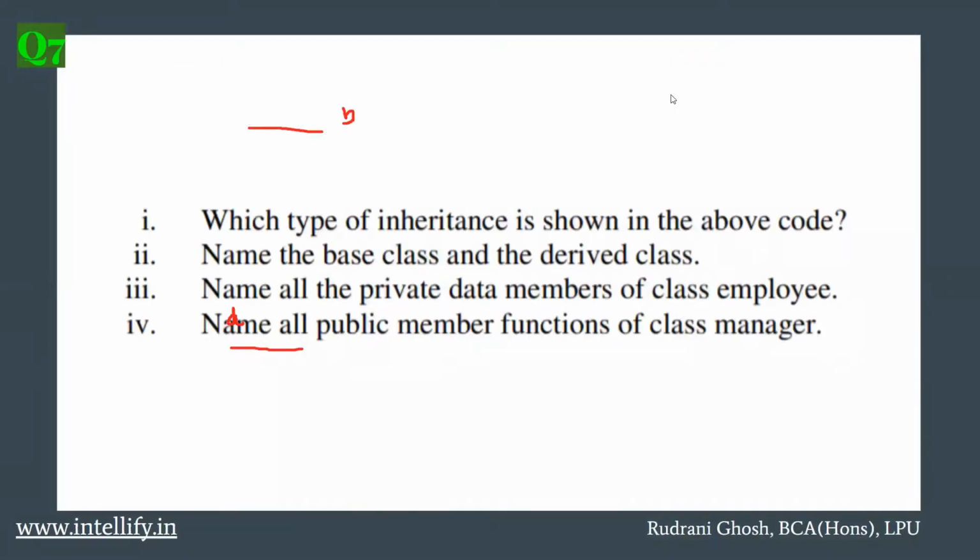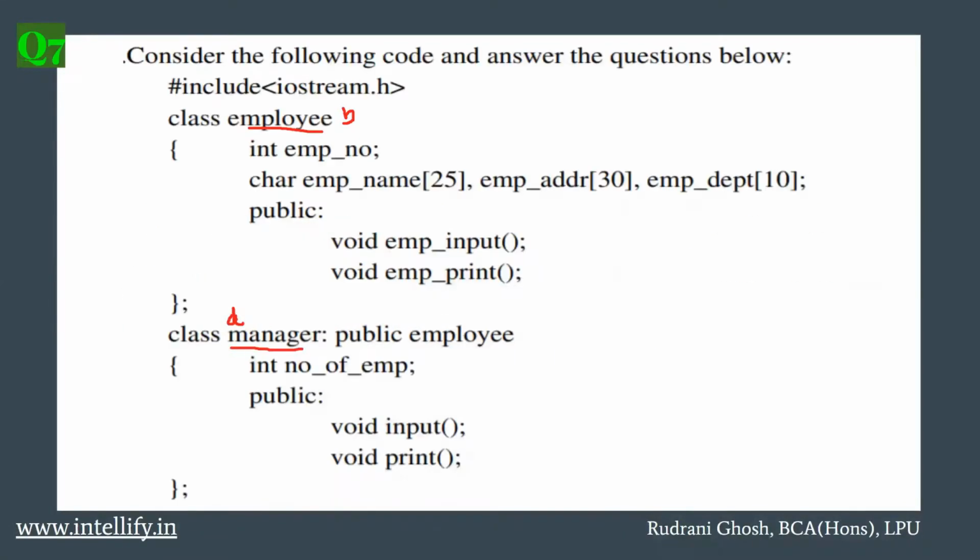Third question asks, name all the private data members of class employee. So which are the private data members of class employee? We can see emp number, that is private. We can see character emp name, character emp address, and character emp department. All these are private to employee. So this is the answer of the question. These are all private data members of class employee.